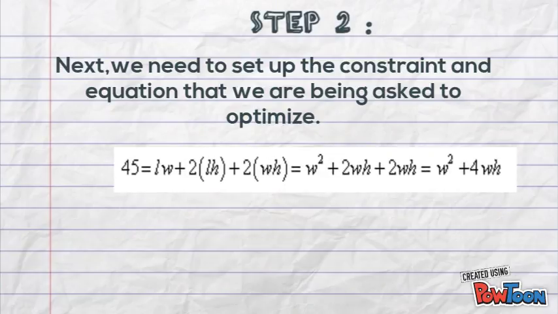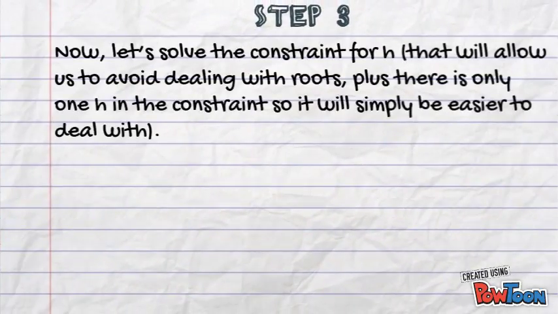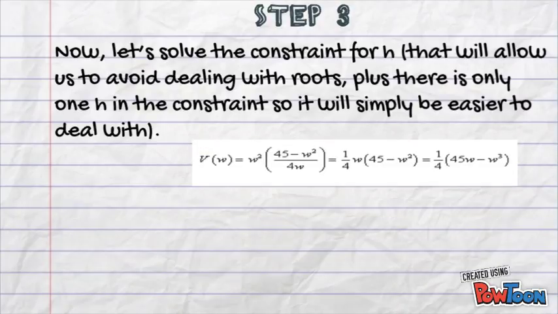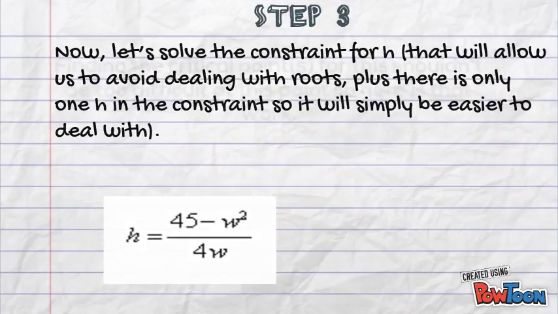45 equals LW plus 2LH plus 2WH, which equals W squared plus 2WH plus 2WH, which equals W squared plus 4WH. Now, let's solve the constraint for H. That will allow us to avoid dealing with roots, plus there is only one H in the constraint, so it will be easier to deal with.